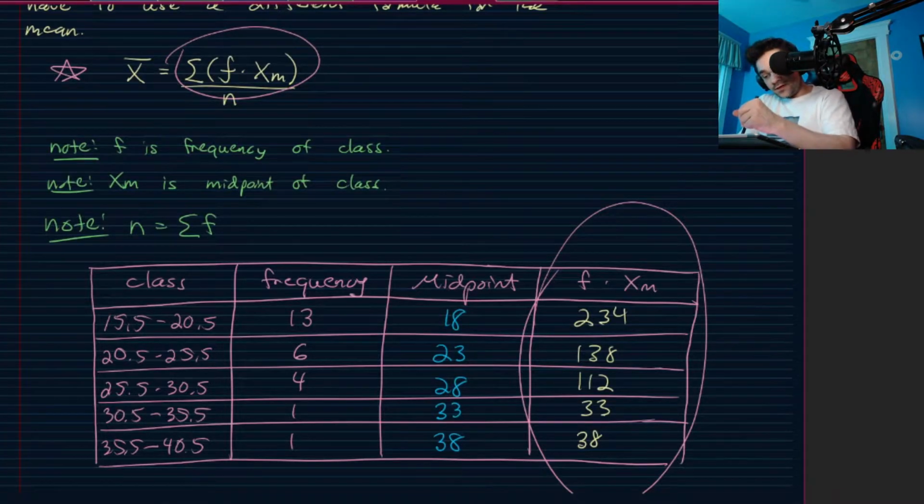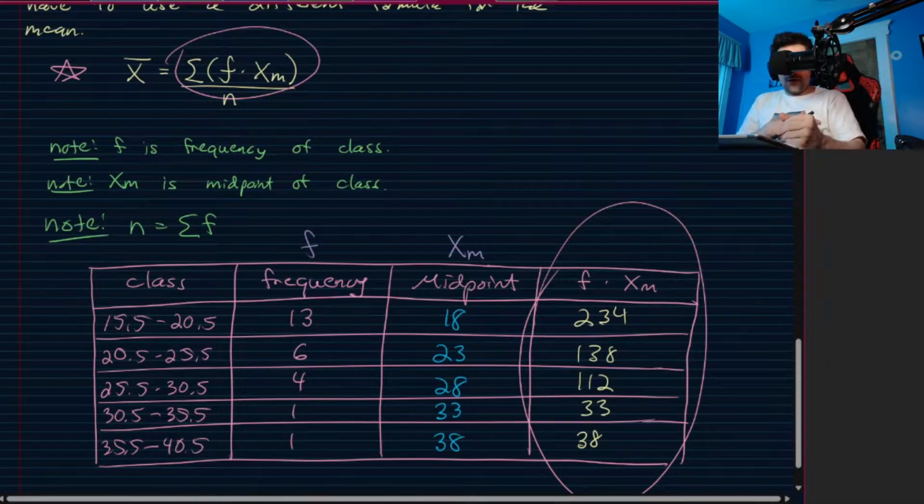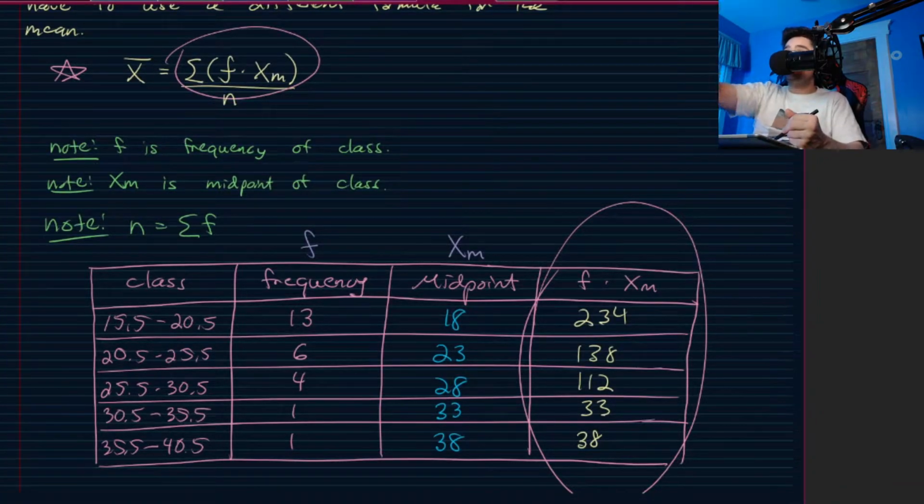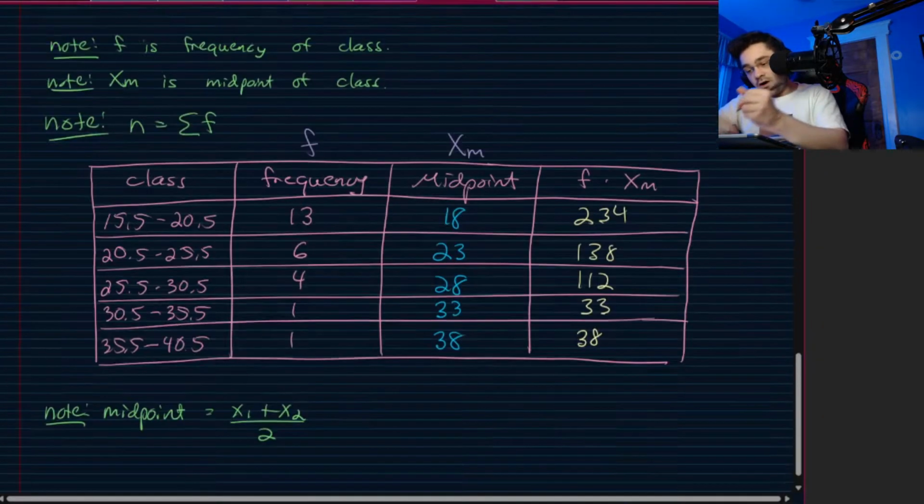That's the F right here. And this is XM. And so here's F times XM. And we want the sum of all F times XMs. So I'm going to take the sum of this column right here. That will be the numerator of our formula.